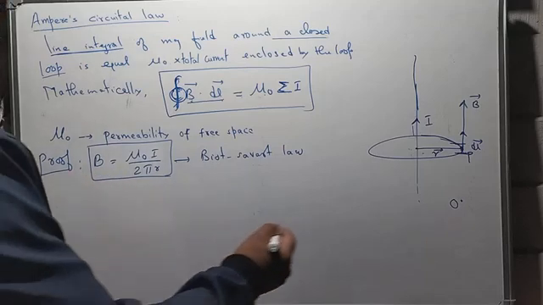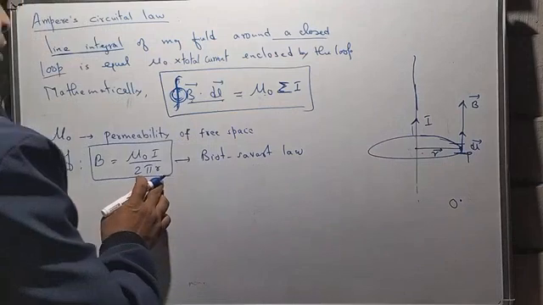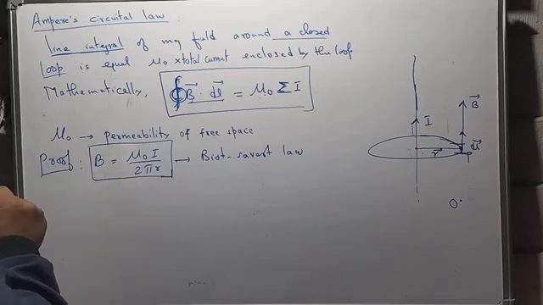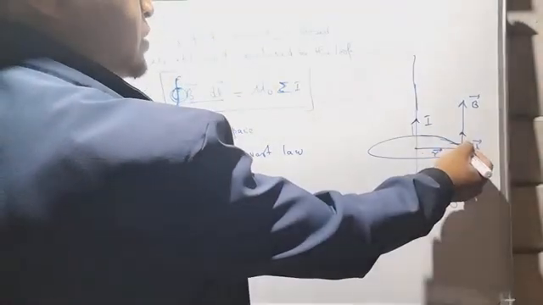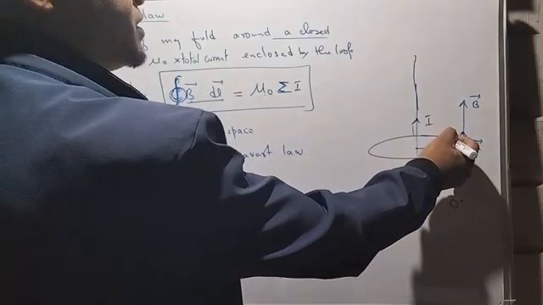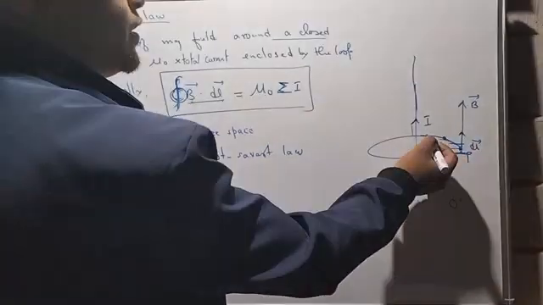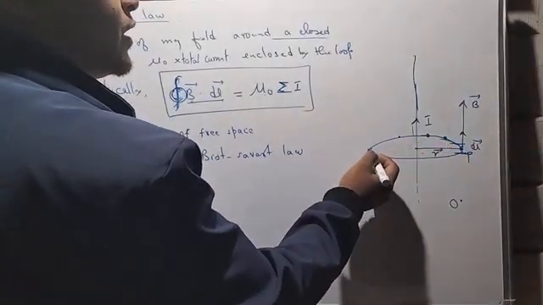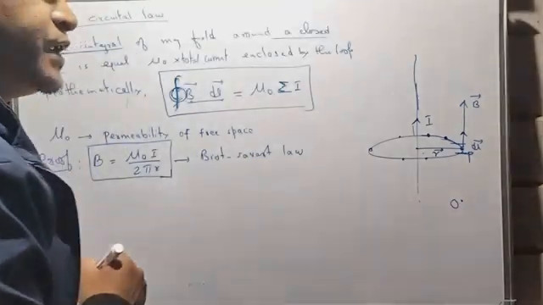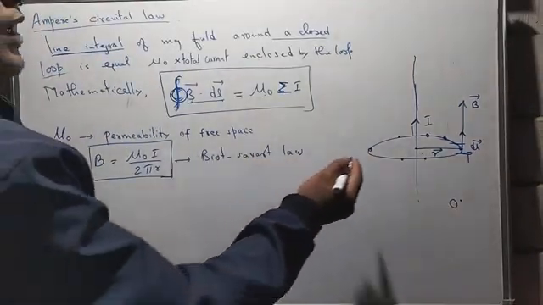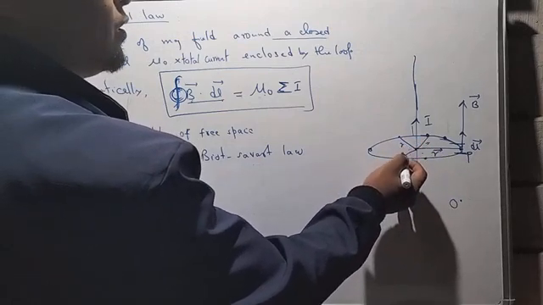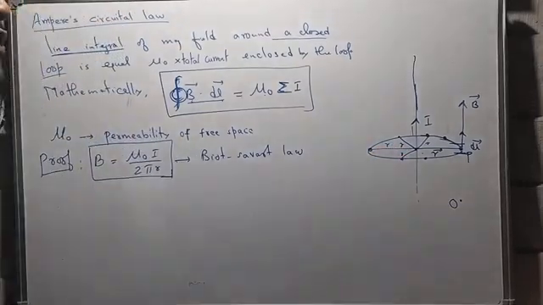The magnitude of this magnetic field, B equals mu naught I upon 2 pi r, is not just at this point, but is the same at this point, this point, and this point, at any point on the circumference of the circle, as long as these points are at the same distance from the conductor.